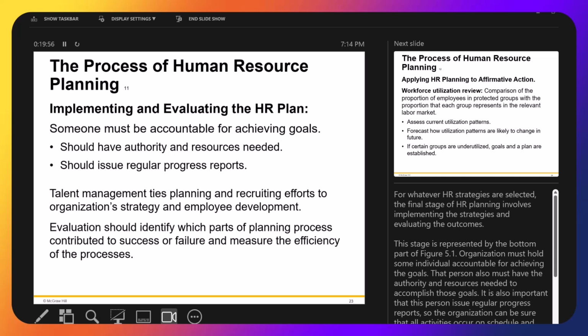Talent management ties planning and recruitment efforts to the organization's strategy and employee development. So when you're looking at talent management, you've got to look at the planning and the recruitment. You make your plans accordingly, and then you recruit the right type of people to execute those plans and strategy. Evaluation should identify which parts of the planning process contributed to the success or failure and measure the efficiency of the processes. So you've got to know if something's working. When you evaluate something, you need to know if it's a failure or success, but you need to understand why it was.